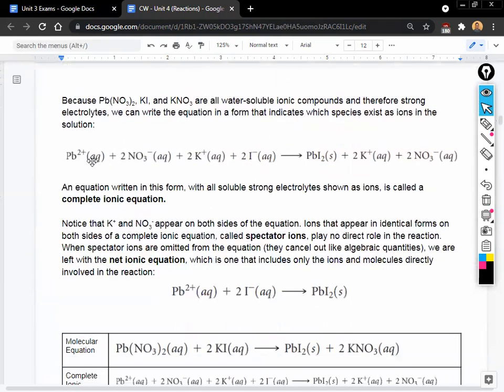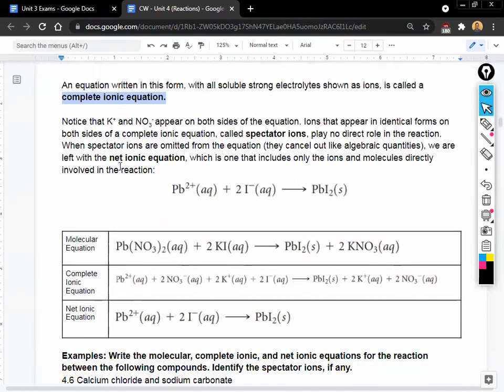And so if we wrote out all the ions, it would look like this. We split up everything into the ion form. This is called a complete ionic equation. But in chemistry, we don't like wasting our time. We don't like writing down things that didn't really happen. Instead, we only care about things that do happen. And that's what we call a net ionic equation.